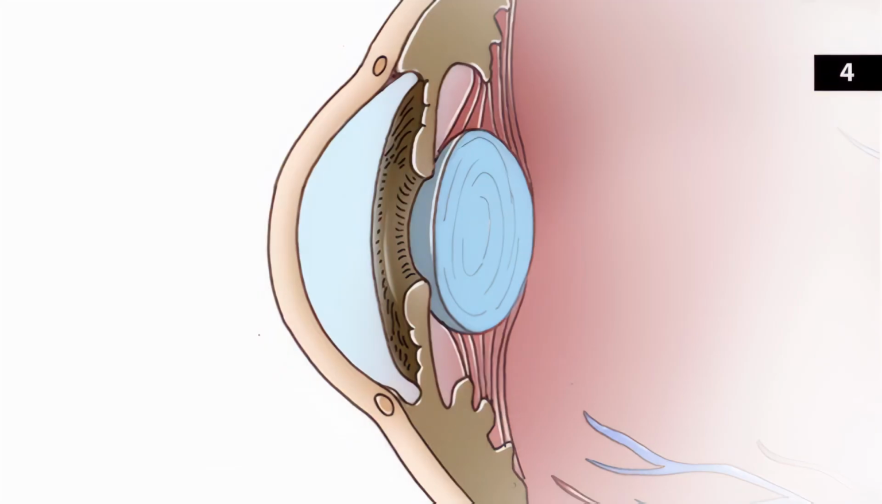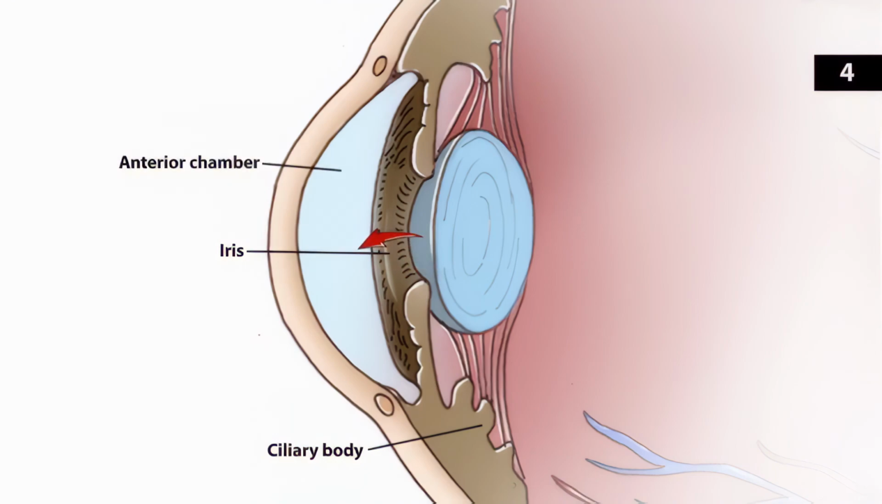Aqueous humor is produced by the epithelium of the ciliary body, and then it flows into the posterior chamber and through the pupil in the middle of the iris into the anterior chamber. And then under normal circumstances, the aqueous humor exits the anterior chamber via the trabecular meshwork, which lies in the angle where the iris meets the sclera. But when something interrupts that normal flow, the intraocular pressure builds up and you get glaucoma.